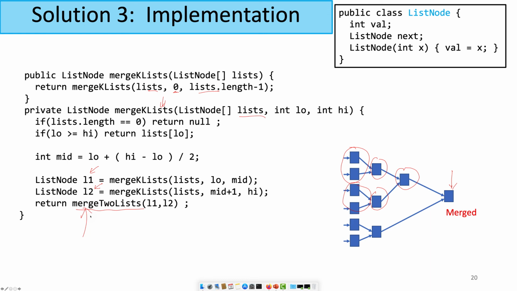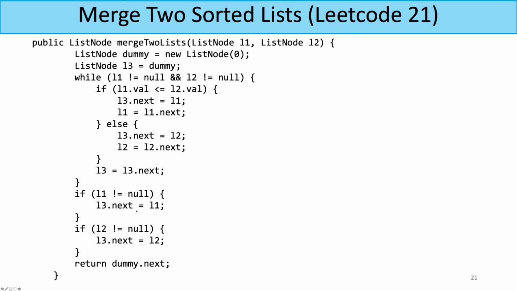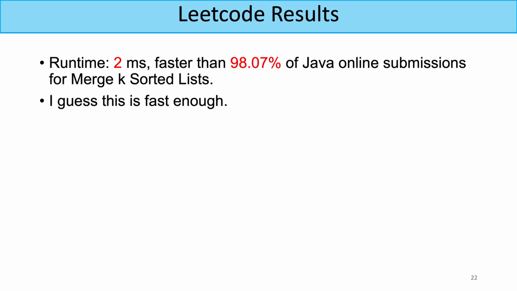So definitely this algorithm is shorter and more elegant, but you have to understand how divide and conquer works. For this solution, we use merge 2 lists from Leetcode problem 21. We don't want to explain that solution again here. There are multiple solutions, recursive or iterative. Please check it out. But here we'll give you one iterative solution. Please go back and check Leetcode problem 21. So if you submit this code, it says it's faster than 98% of other submissions. I guess this is fast enough.